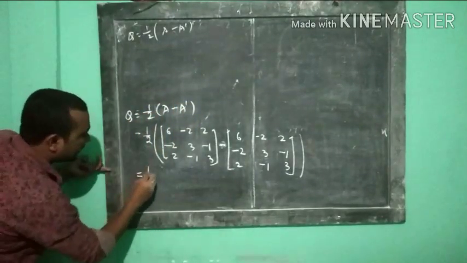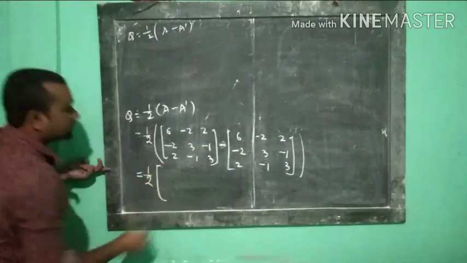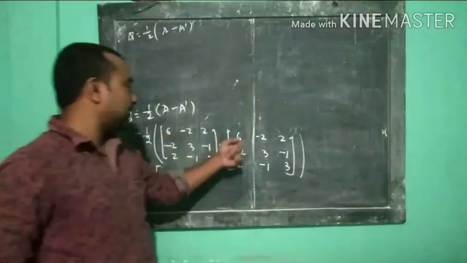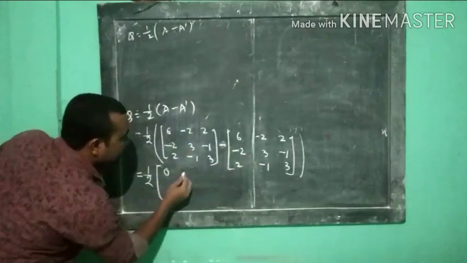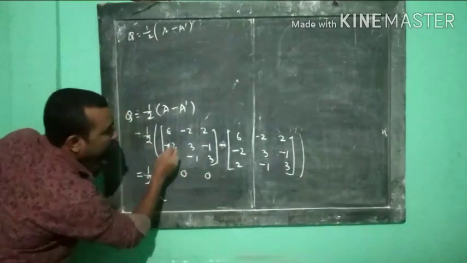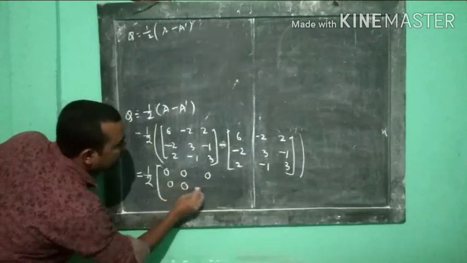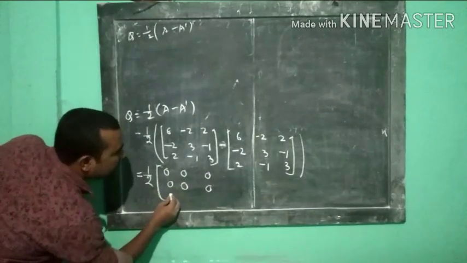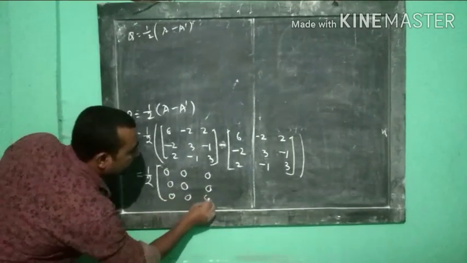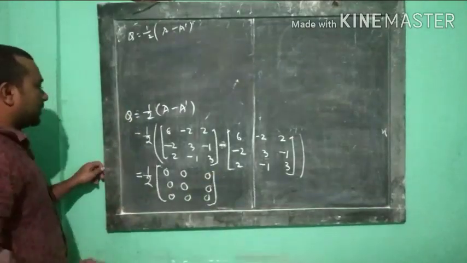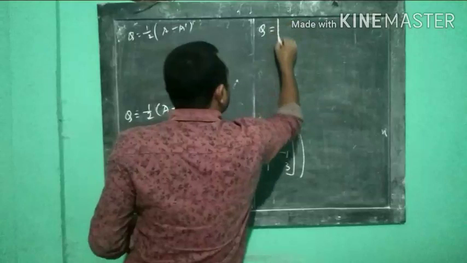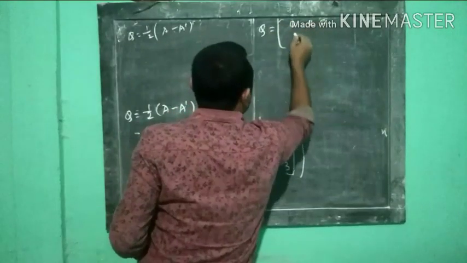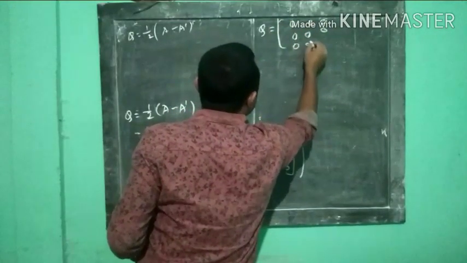This is equal to half of, if we subtract this minus this, then 6 minus 6 is 0, minus 2 plus 2 is 0, and this is also 0. Minus 2, this is 0, this is also 0. Okay, so it is very simple. So Q equals 0, 0, 0, 0, 0, 0, 0, 0, 0.